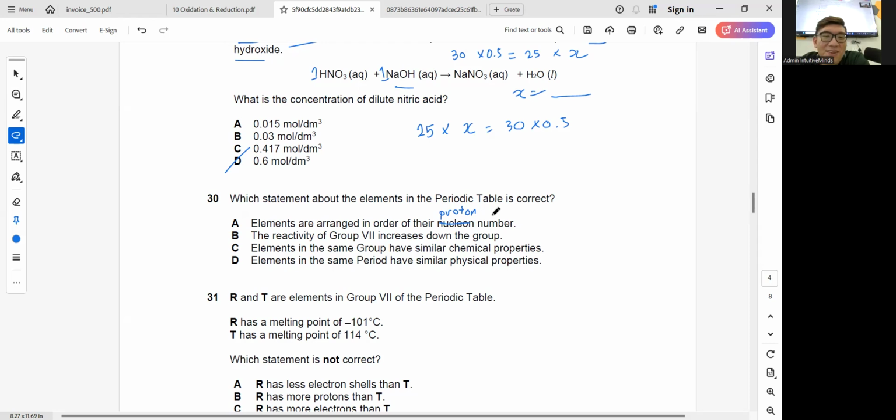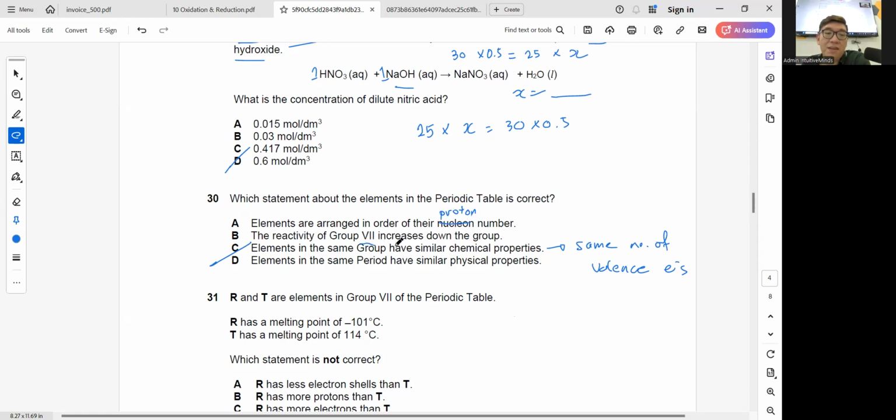It's always the same what? Same group, same valence electrons, same chemical properties. Same number of valence electrons. Therefore, they should have same chemical properties. So C is the answer. Similar chemical properties.